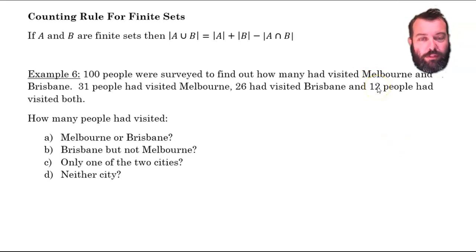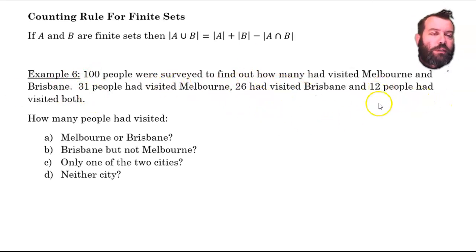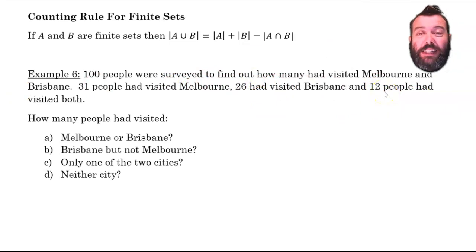Now those 12, right, all of those 12 people said they've been to Melbourne. All of those 12 people said they've been to Brisbane. Okay, so this is not Melbourne only and Brisbane only. No, if you've been to Melbourne, you're one of that 31. If you've been to Brisbane, you're one of that 26. These 12 people belong to both of those groups. This 12 is the intersection of Melbourne and Brisbane. So we're asked how many people had visited Melbourne or Brisbane. Remember, or is the keyword for union, because it's going to be the larger figure.